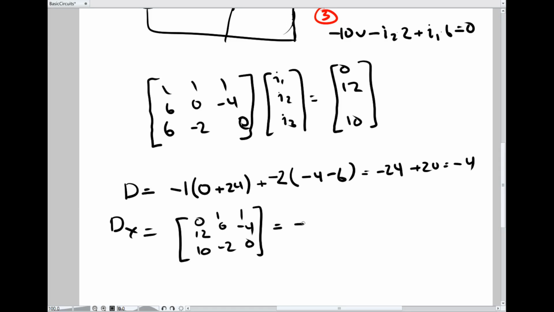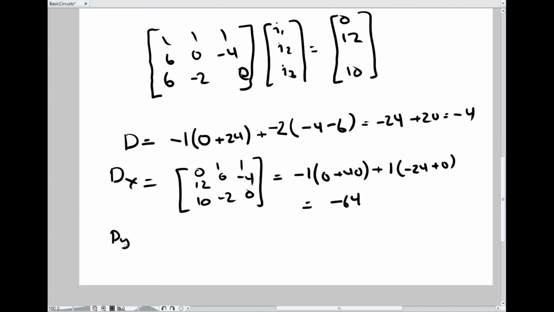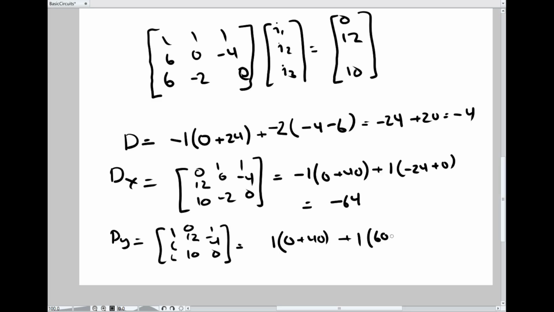Which is equal to minus 1 times 0 plus 40, plus 1 times minus 24 plus 0, which is equal to minus 40 minus 24, so minus 64. dy is equal to 1 times 0 plus 40 plus 1 times 60 plus 72, which is equal to 130 plus, what's 172.